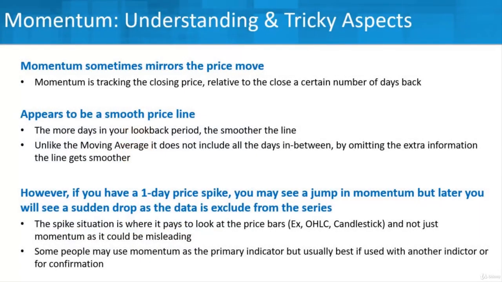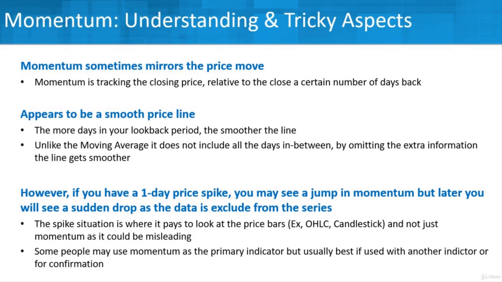A couple other things too is, momentum sometimes does mirror the price move, because momentum is tracking the closing price a certain number of days back. So we're looking at that. It will appear as a smooth line, a smooth price line. And the more days in your look back period, the smoother the line. We had used in another lesson the example of 10 days. If we had gone further back, like 20 days, that will actually smooth out the line. So if you have some real highs or lows, some outliers, that'll continue to smooth that out even further.